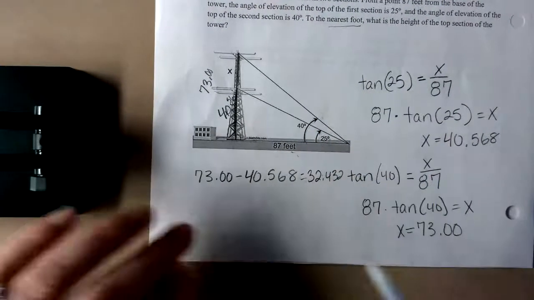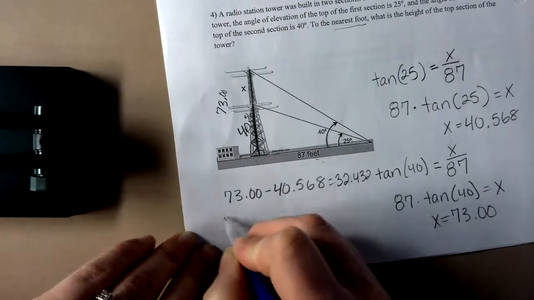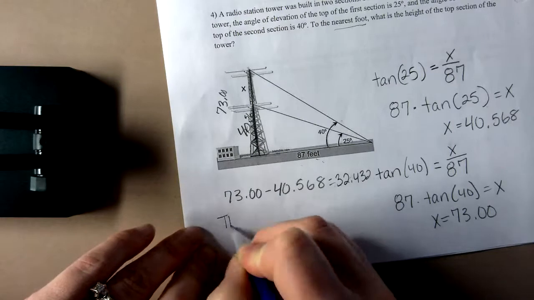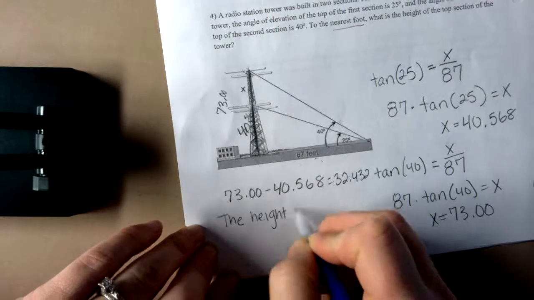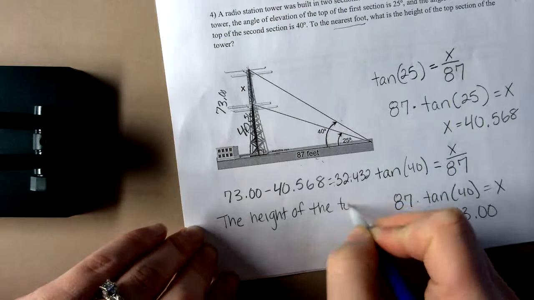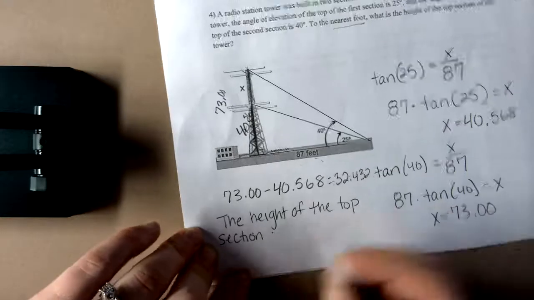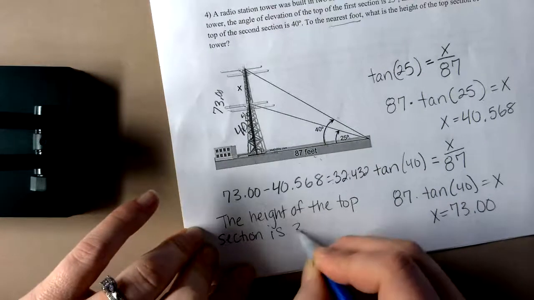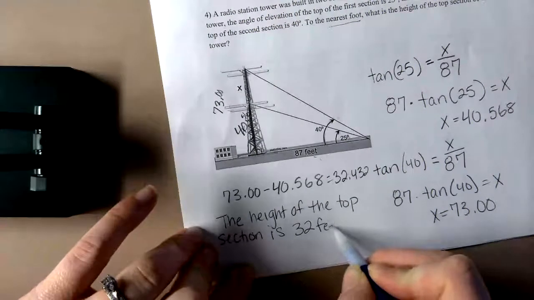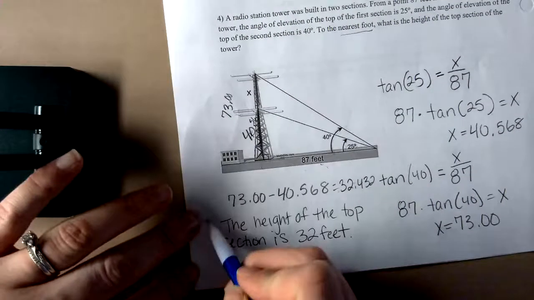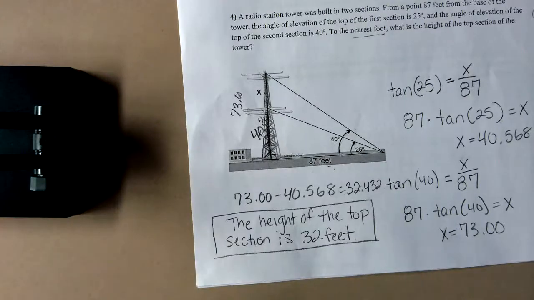So we make the sentence: the height of the top section is 32 feet. And that one's done.